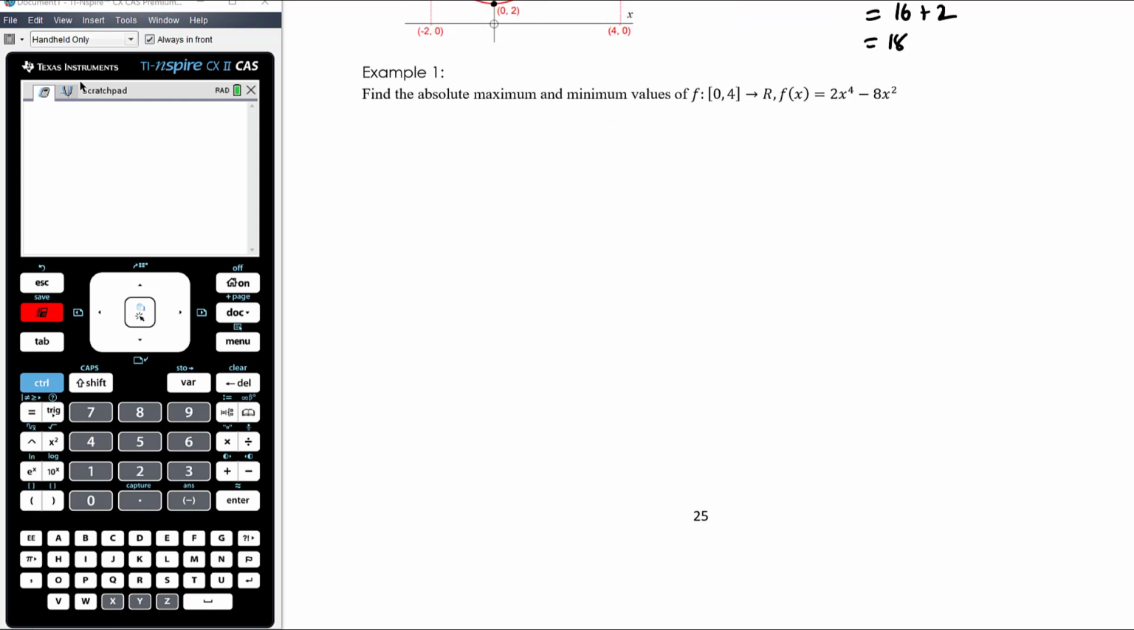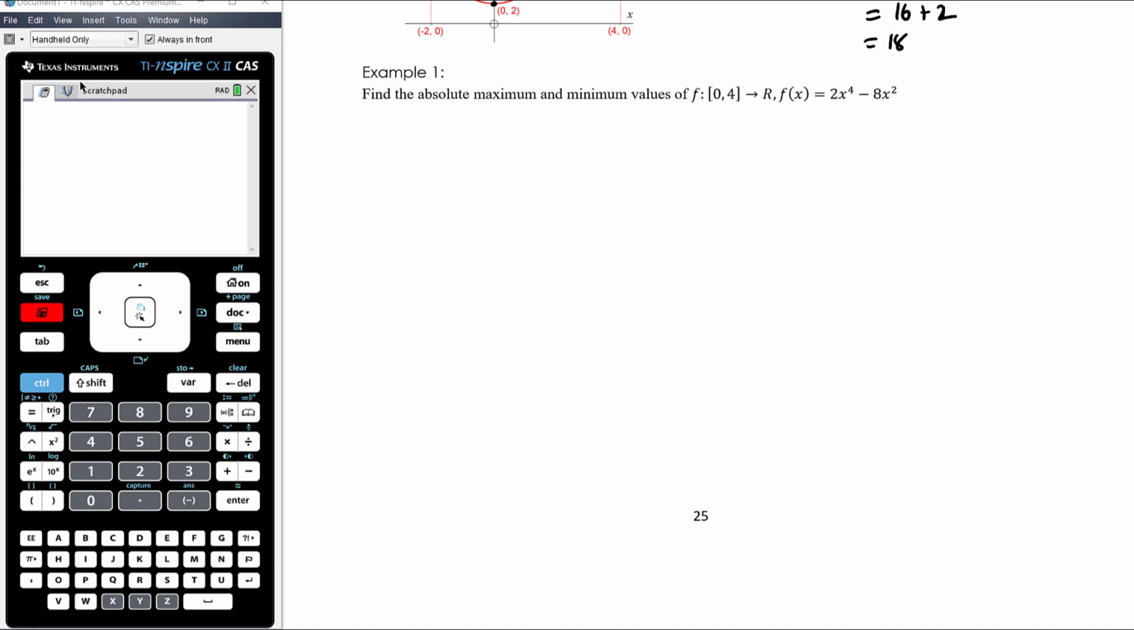I'll do one with context today, but I just want to talk a bit about this idea of an absolute maximum and minimum value. So find the absolute maximum and minimum values of this particular function here. It's a quartic over a restricted domain though, from 0 to 4. So we really need to think fully about what this graph looks like. What's the shape? Any x-intercepts, turning points? You really need to sketch it, to be honest.